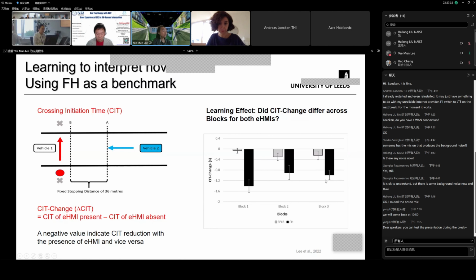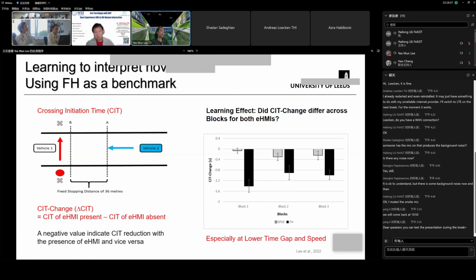So that's what happens. People do learn, and people start to react to the explicit communication despite not being told explicitly what the message is about. But still, it never goes as far. This study has 144 trials, so in each block there are quite many trials going on. Despite encountering the same eHMI many, many times with very consistent behavior, it doesn't seem to massively change how people react to the approaching AV, especially at lower time gap and speed, we know that pretty much.